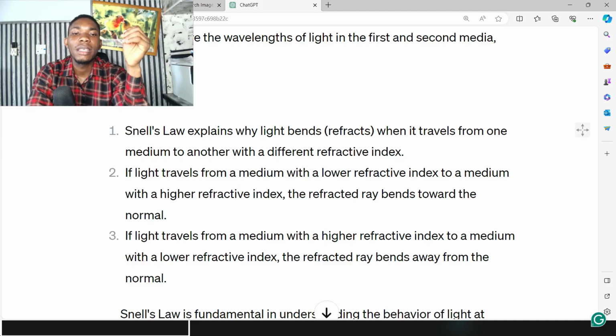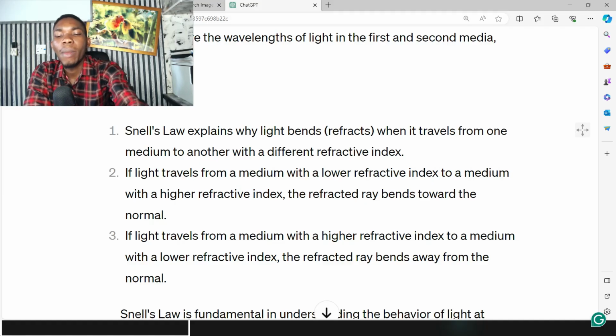It states that it explains why light bends when it travels from one medium to another with a different refractive index. If light travels from a medium with lower refractive index to a medium with higher refractive index, the refracted ray bends towards the normal.